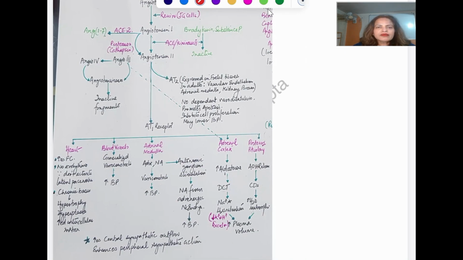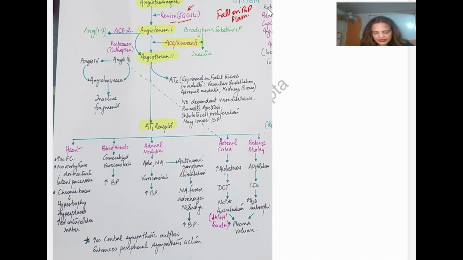So here it is the circulating RAS. What happens whenever there is a fall in blood pressure or a fall in plasma volume? Renin is released from the JG cells, and this renin converts the globulin angiotensinogen into angiotensin 1. Angiotensin 1 is converted into angiotensin 2 with the help of the enzyme angiotensin converting enzyme.